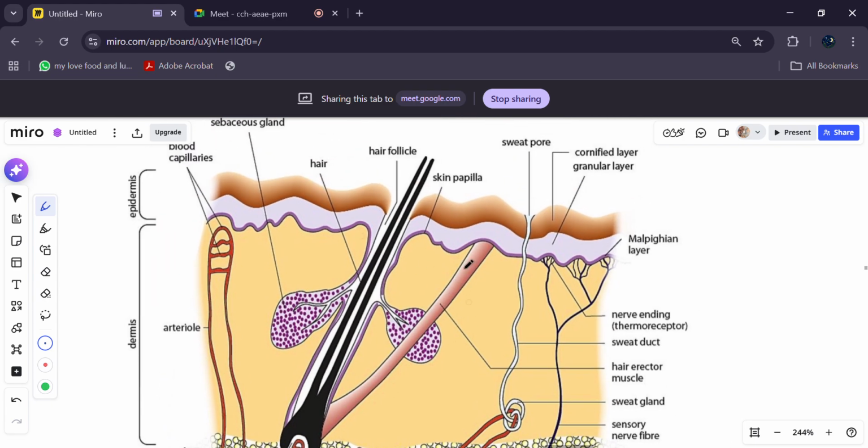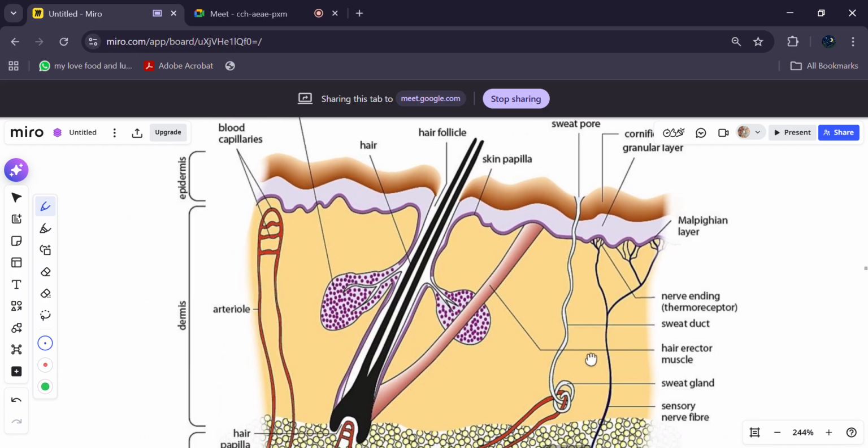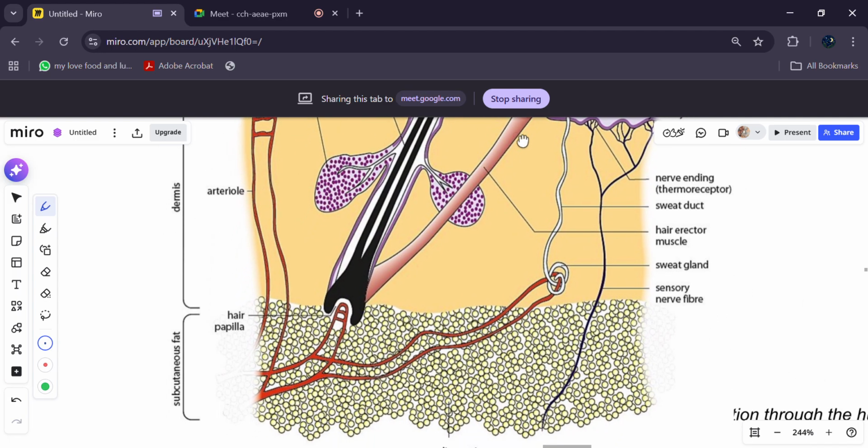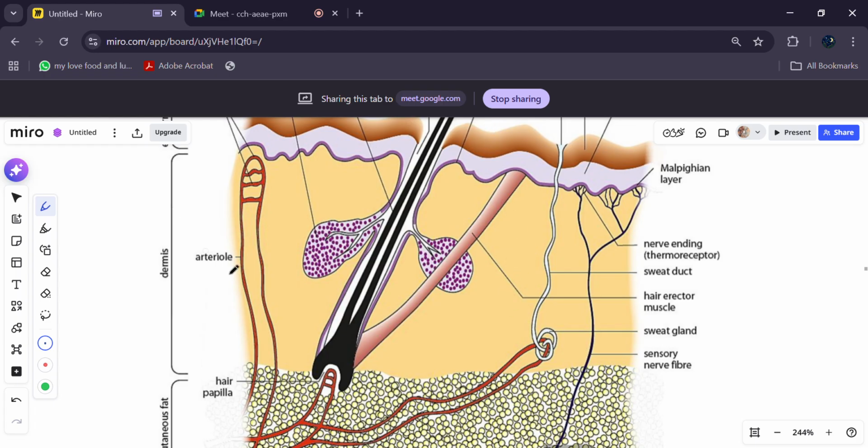Such as the hair, skin papilla, sweat pores, and so on. The blood vessels in the dermis are present in the dermis. The arteries constrict or dilate when the muscles in the arterial walls contract or relax. The contraction and dilation of the arteries help regulate the body temperature. And when the skin arteries dilate, more blood is sent to the blood capillaries in the skin.